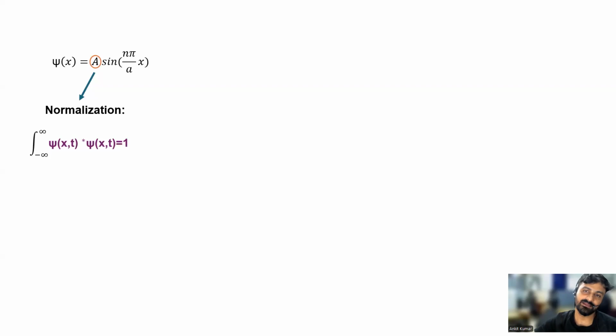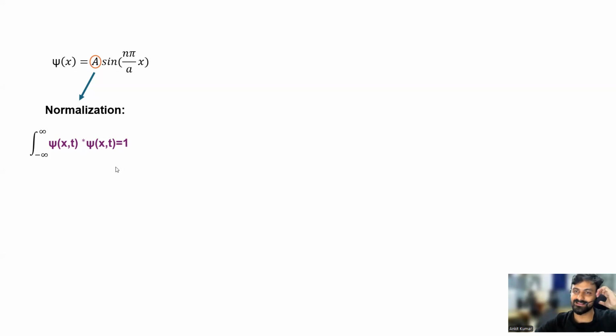Now, moving to the next part where we can calculate the constant for the eigenfunction. Here we have seen that the eigenfunction psi(x), the wave function, is A sine n pi by a into x, where A is the constant, and we have to calculate this constant as well. So how can we calculate this constant? We'll use the property of the wave function, that is the normalization that we have seen in the earlier lecture. If you integrate the wave function and its complex conjugate, psi star and psi, from minus infinity to infinity, that will give you the value 1.